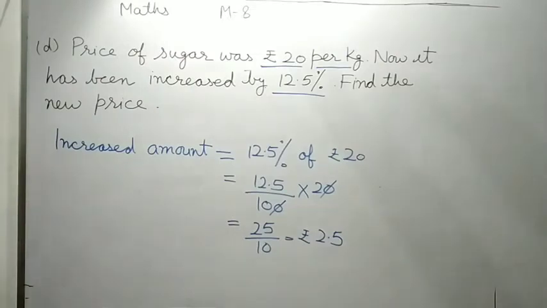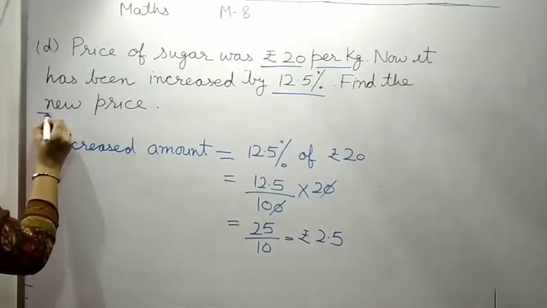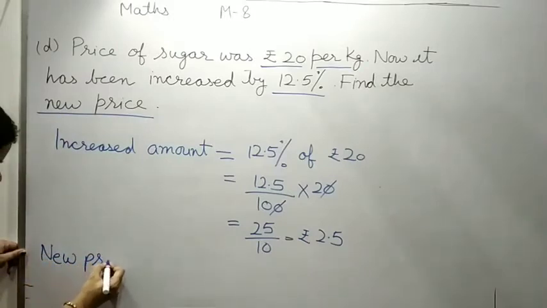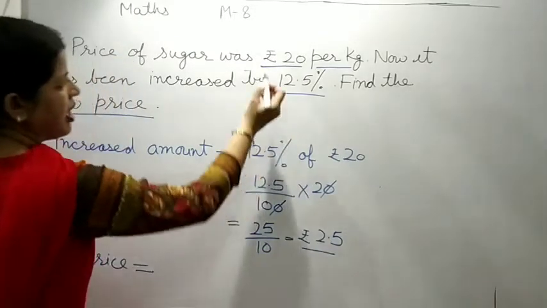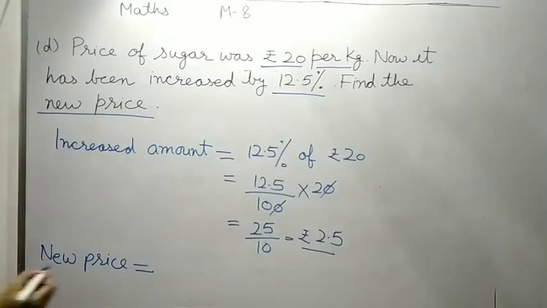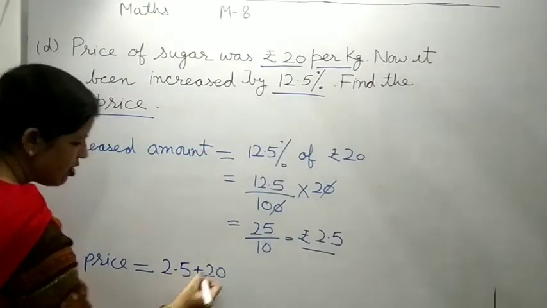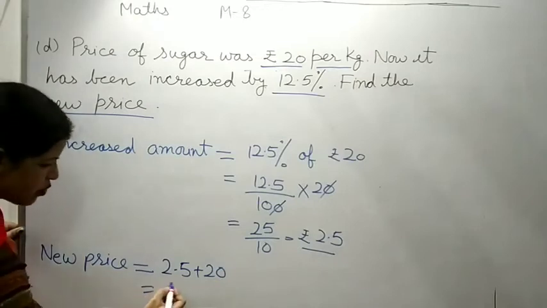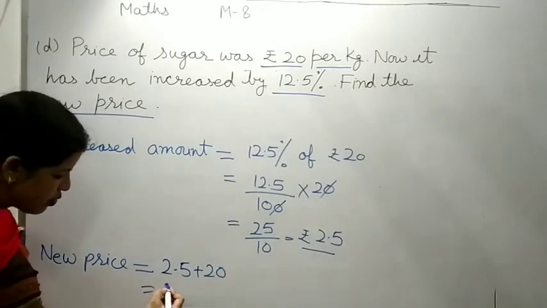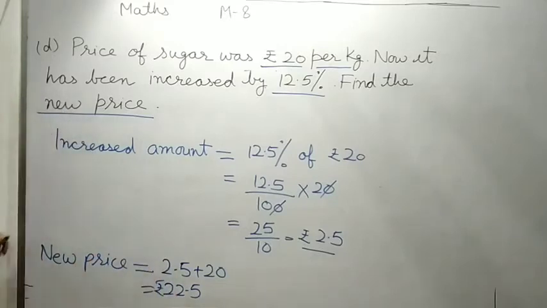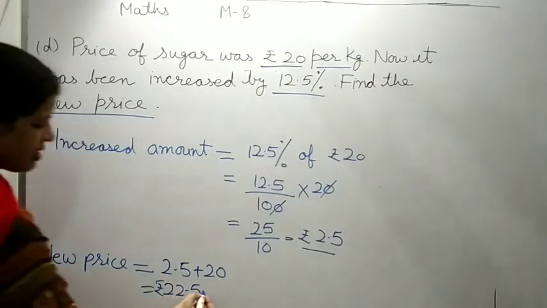So the increased price is rupees 2.5, but we have to calculate the new price. So the new price is equivalent to rupees 20 plus 2.5. So it is equivalent to 22.5. So this is the answer. Right, everyone?